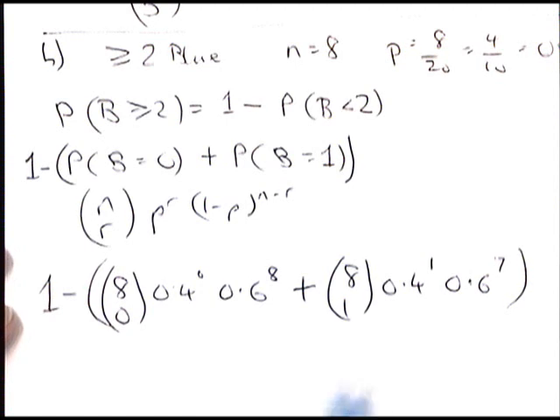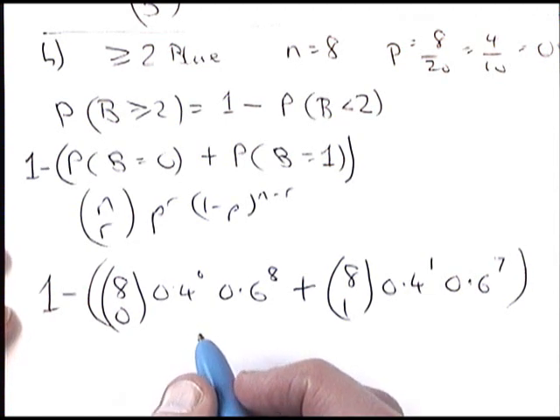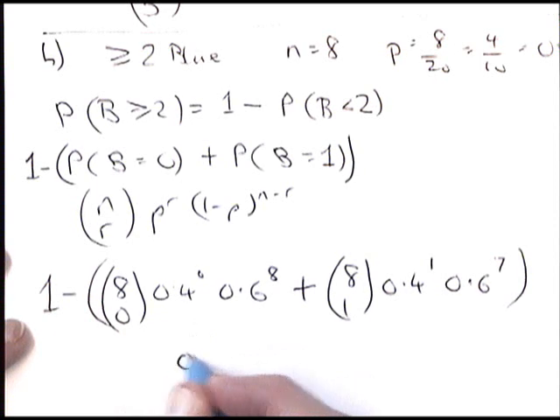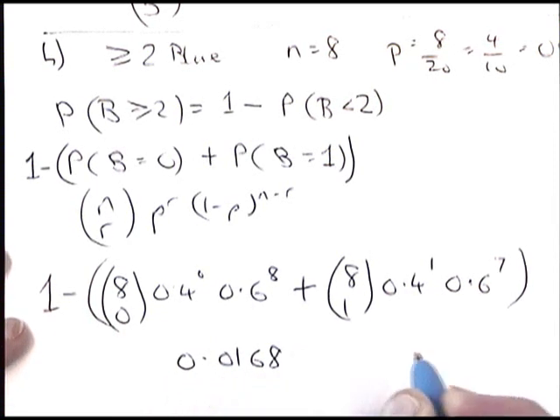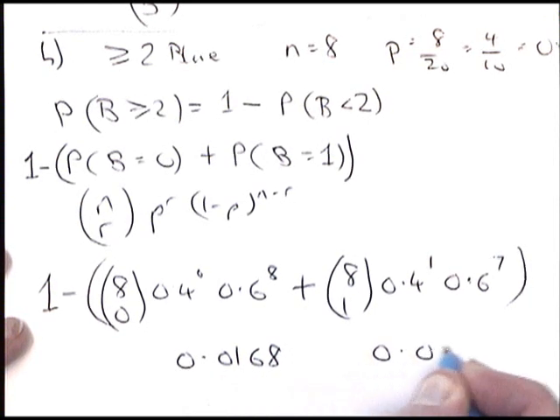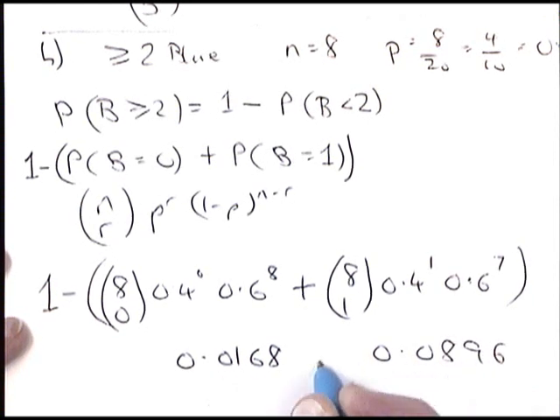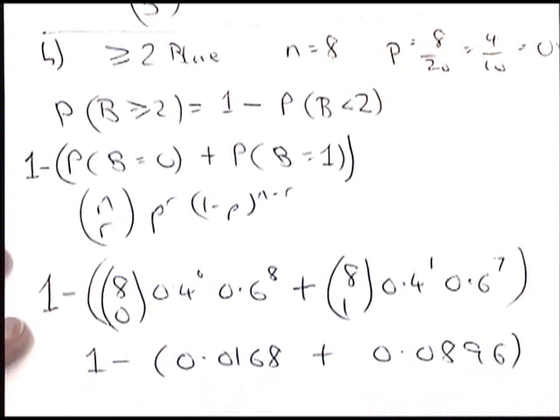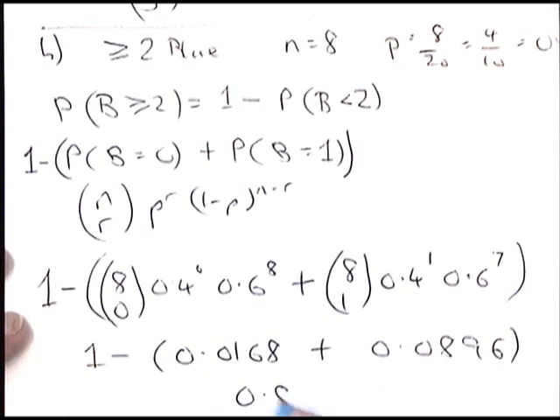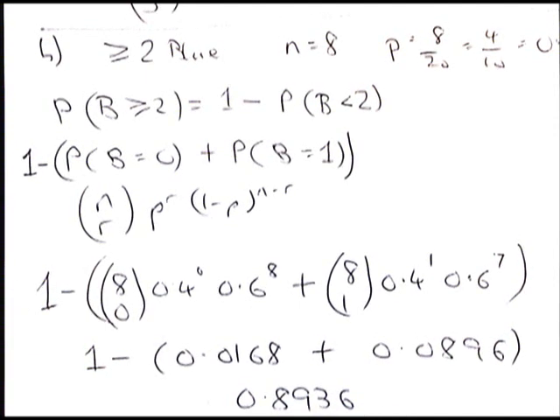If you work this out, the first answer you get is 0.0168. The second probability is 0.0896. If you add those together and subtract them from 1, you get a final answer of 0.8936. And that's the answer to part B of that question.